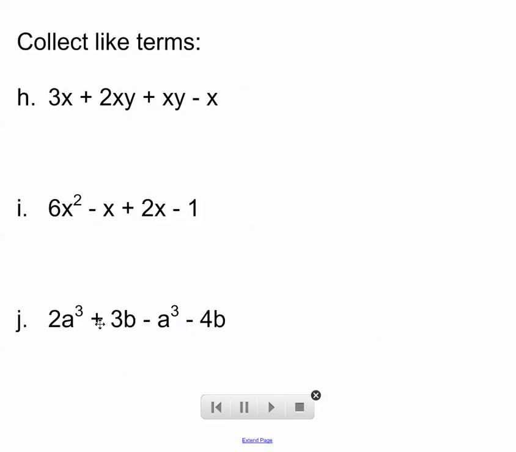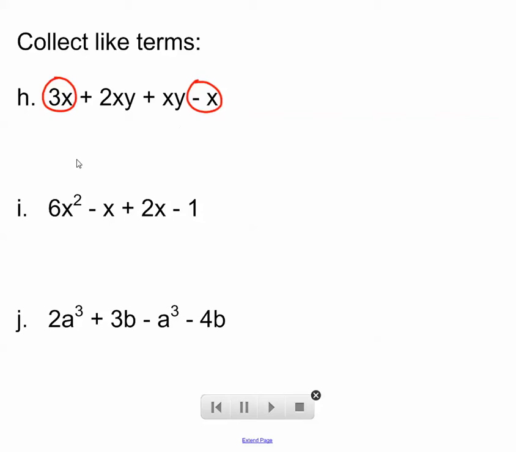Okay, collecting like terms. Now I gave you a definition of like terms as terms with the same variables raised to the same exponents. So on the first one, starting with that 3x, -x and 3x are like terms. They both have an x. Now 2xy and xy, they both have an x too, but the fact that they have that y there makes them unlike terms with 3x and x.